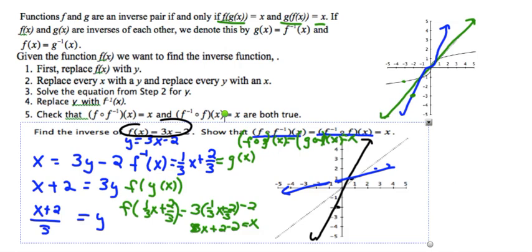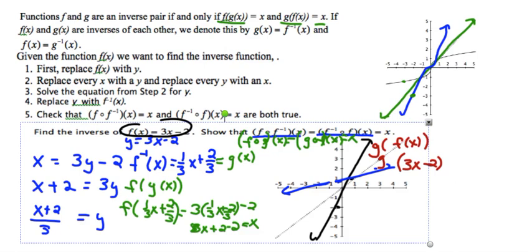I'm going to find g of f of x. I actually have to run out of room, so I'm going to take g of f of x. Alright, plug in f of x. Well, f of x is 3x minus 2. So I have to find g of 3x minus 2.